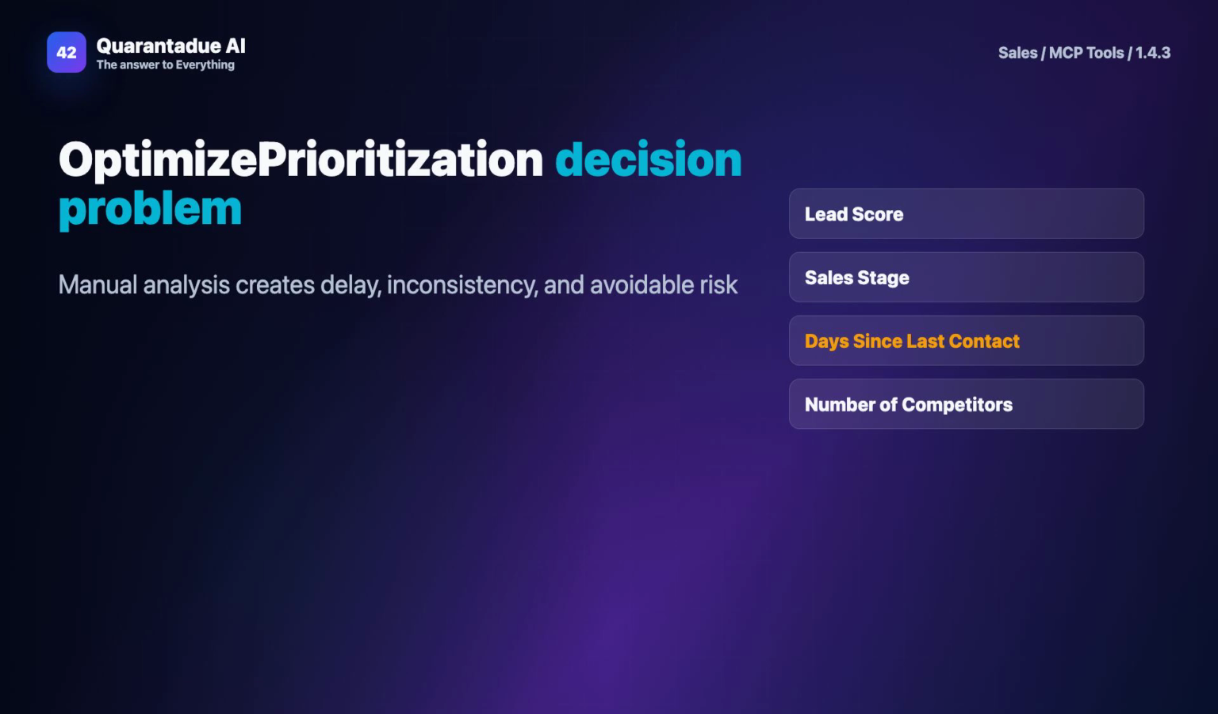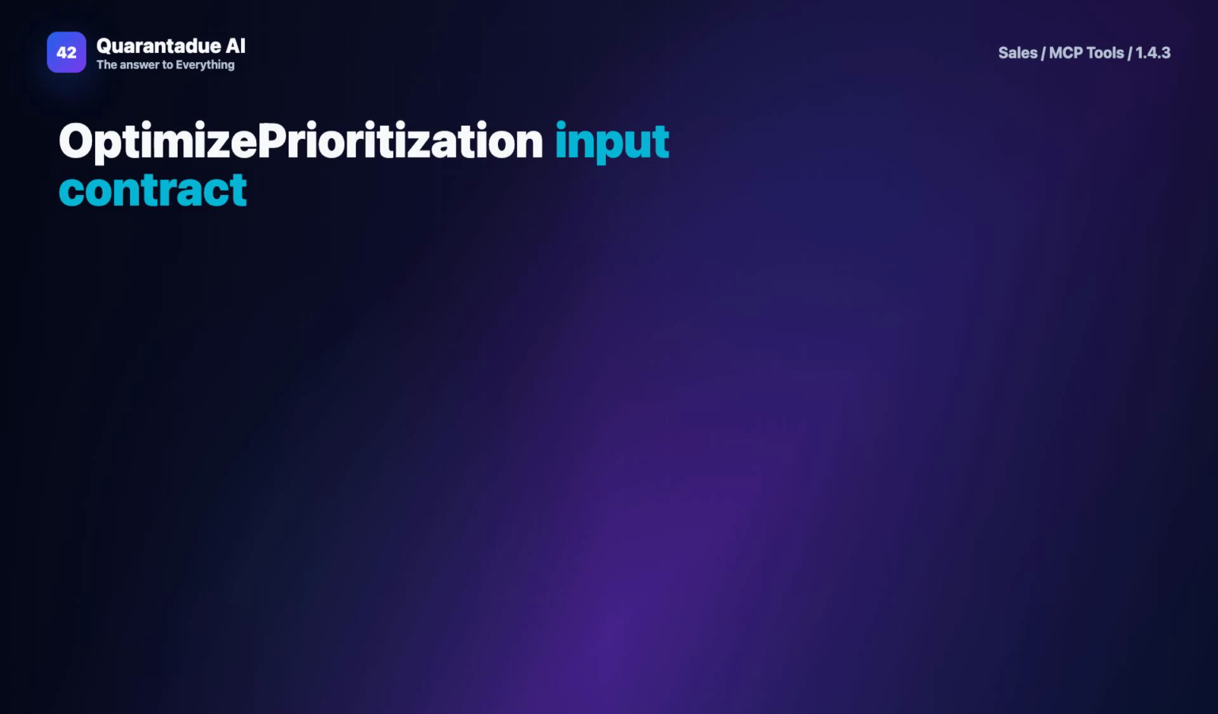Typical inputs include lead score, sales stage, days since last contact, number of competitors, and expected deal size. Keeping these fields explicit reduces ambiguity and makes every run easier to audit.